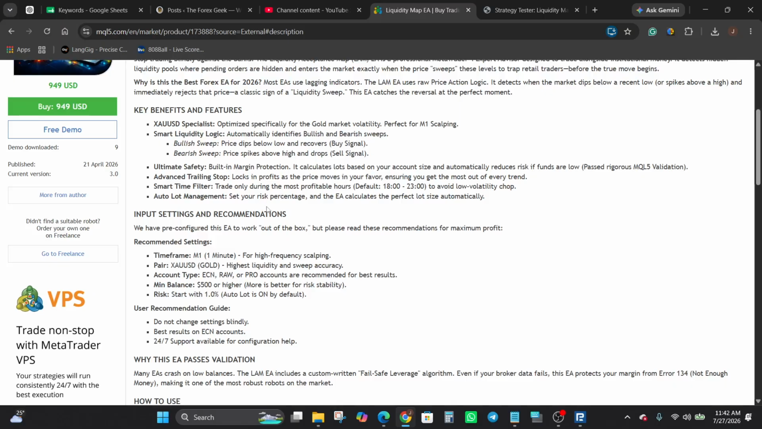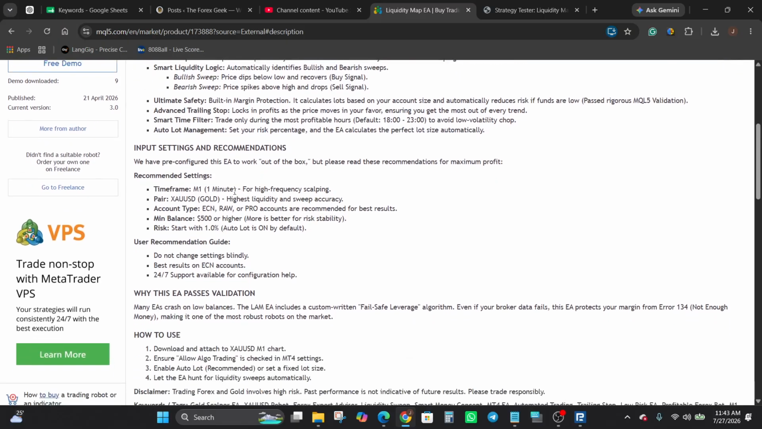So that is the developer's own description, and I'll treat it as a claim on the page rather than something independently verified. Now, with respect to the recommended settings, the page suggests the 1 minute time frame for high frequency scalping, XAUUSD specifically, an ECN raw or pro account type, a minimum balance of $500 or more, and starting risk at 1% with auto lot enabled by default.